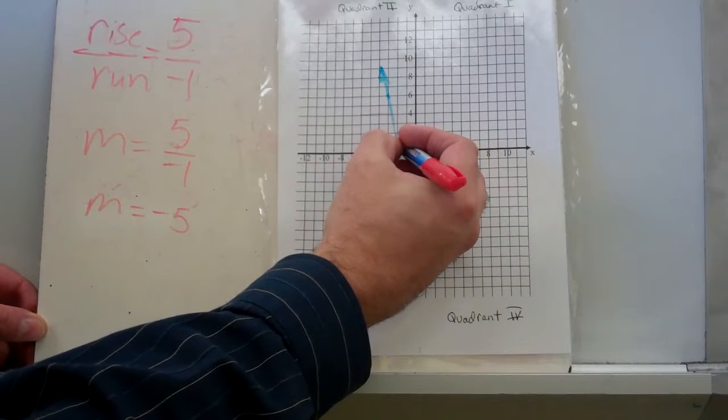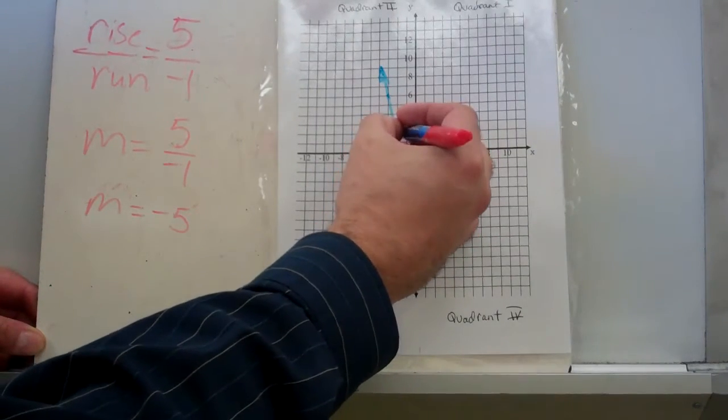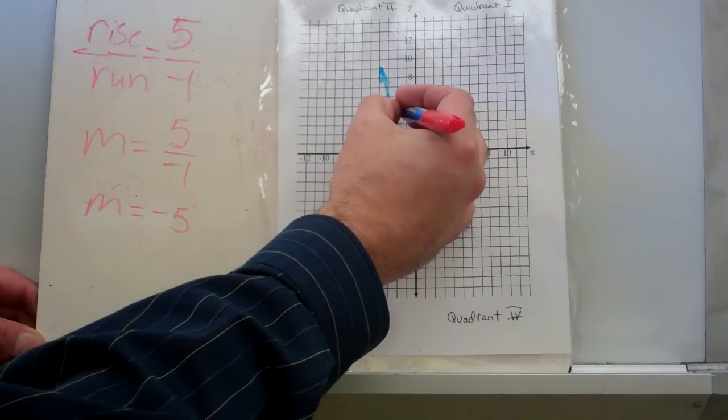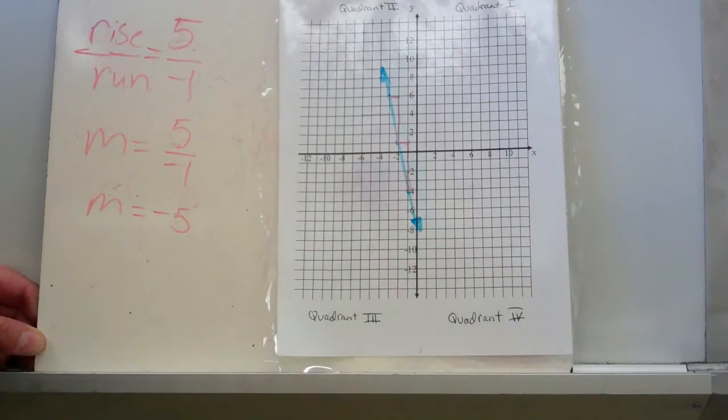And just to show you that the slope is constant, I can start here, I can move up 1, 2, 3, 4, 5, over 1 to the right, or excuse me, left. So there is my slope of -5, or -5 over 1.